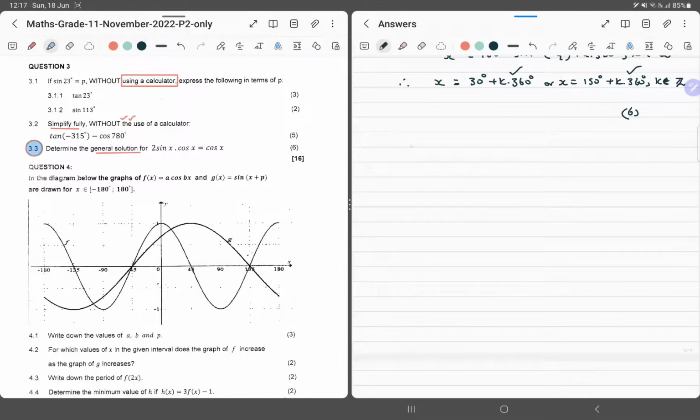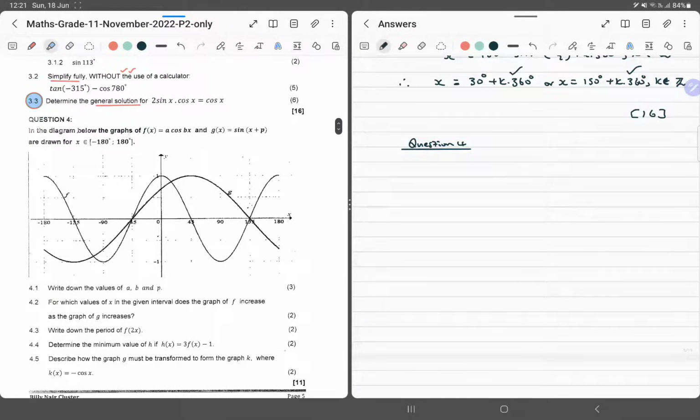So question 4. Actually I was trying to write 16 marks because that question gives us a total of 16 marks, with a big smile on our faces. Okay, let's move, guys. In the diagram below, graphs of f of x. So we're given a hypothetical equation. Whenever you are given a hypothetical equation, what are you supposed to do? We have to look in the diagram.